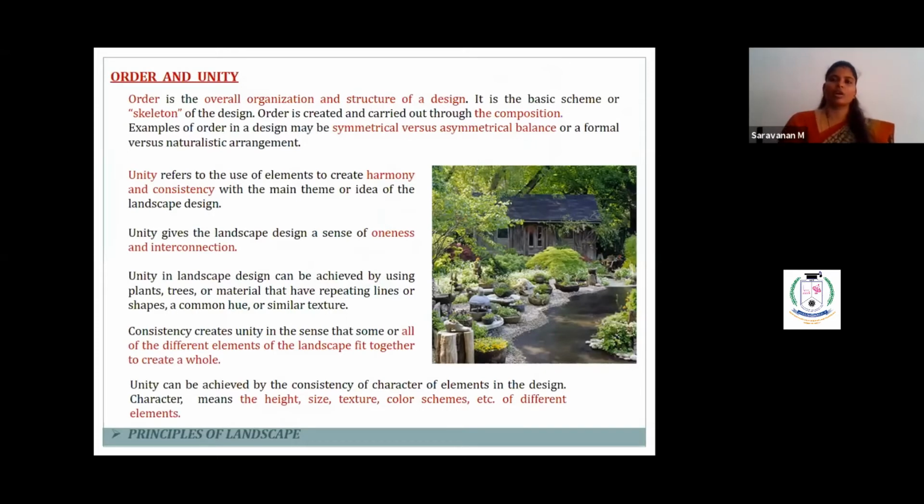And next is your order and unity. Order is like a universal organization and structure of design. It is the basic scheme or skeleton of a design. Order is created and carried out through the composition. For example, you see the asymmetrical balance of form or a natural arrangement. Order can be like the same repeated one. If you're using some pebbles, some rocks, and vegetation, you have the same order being repeated. And unity gives the landscape design a sense of oneness and interconnection.